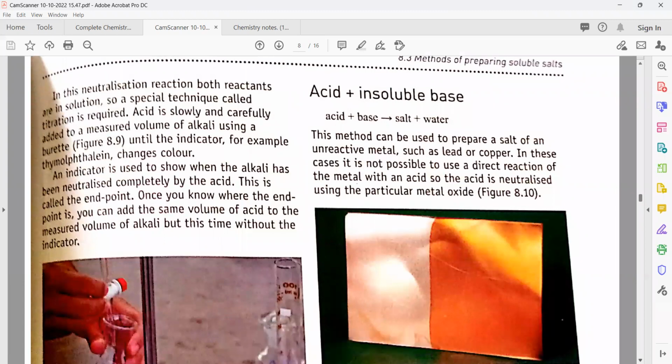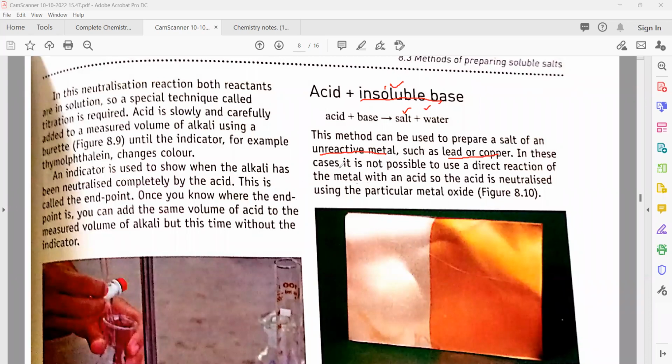Now the last one, the fourth one, is acid plus insoluble bases. Here again you have acid and base, and you get salt and water, but that is an insoluble base. This method can be used to prepare a salt of an unreactive metal, meaning metals that do not react easily. The opposite is highly reactive metals, such as lead and copper.